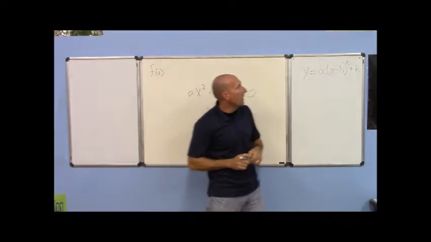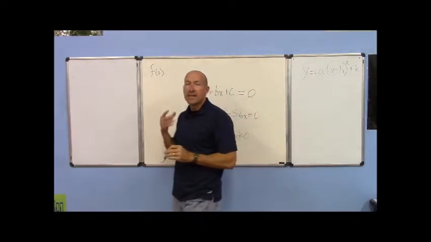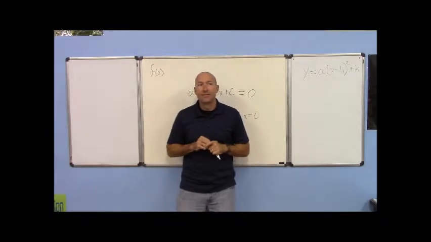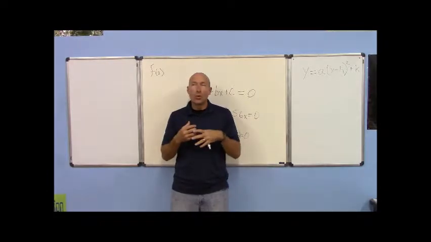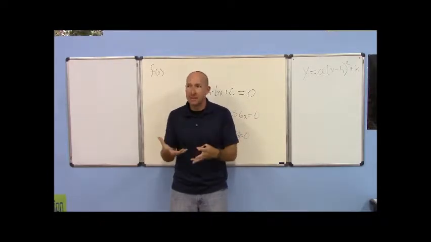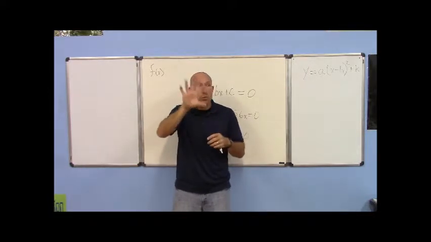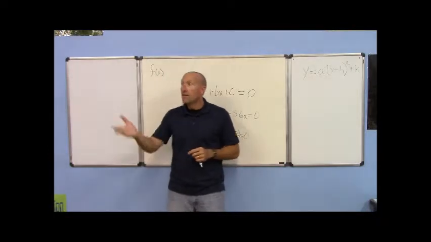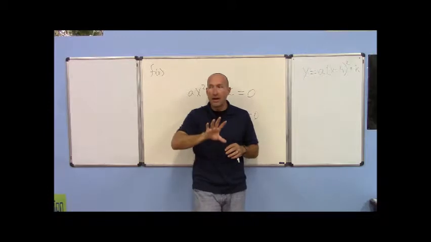Now, what is it about the K? What does the K tell us? It's all right. You will hear the term translated, which means for what it looks like on the graph, it's moved. That would be up or down on the y. Very good. It's translated, or moved, up or down on the y-axis.